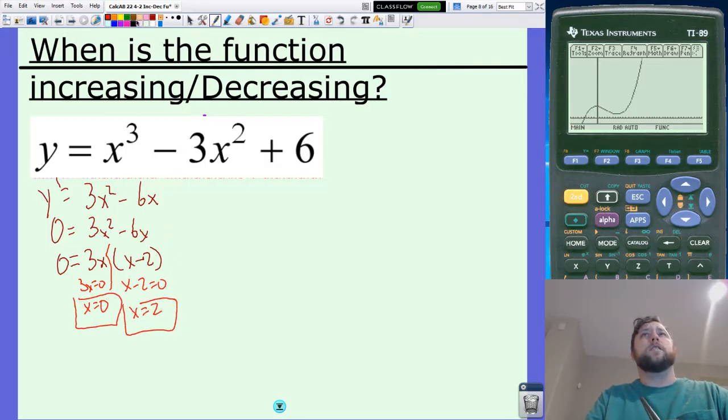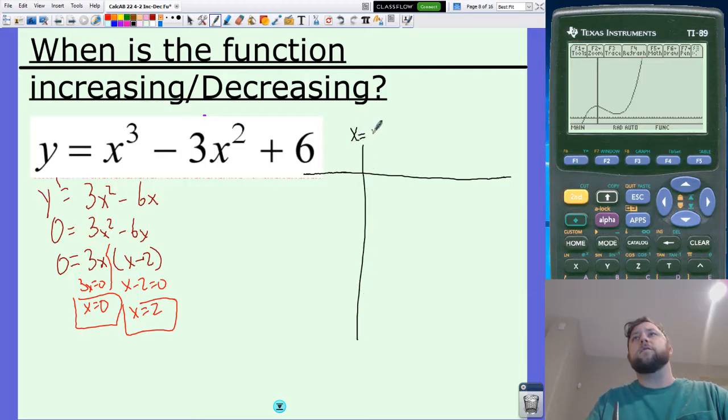So the table's going to look different now. Instead of having one little spoke thing, I'm going to have two. I'm going to have one at x equals 0 and at x equals 2. So your intervals, and these are good to label, especially for practice right now, are negative infinity to 0, this one's 0 to 2, and this one is 2 to infinity.